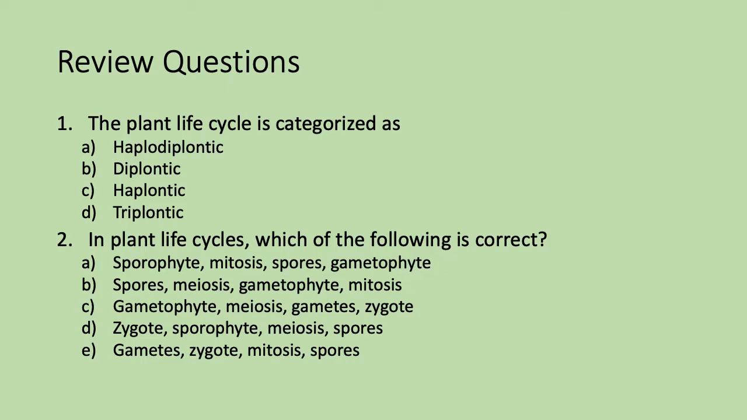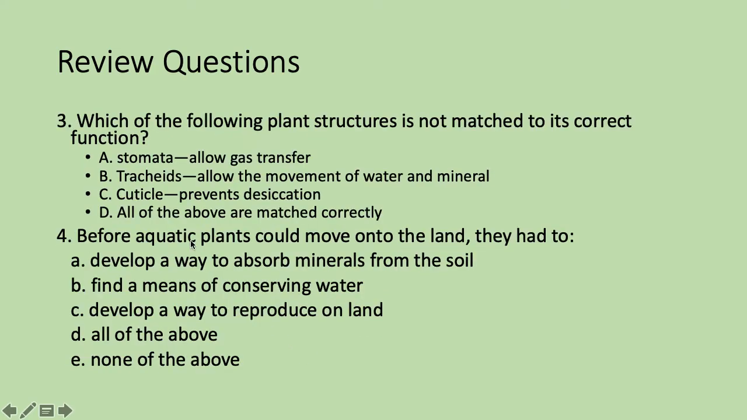Yes, it is D. It's not sporophyte to spores because this would have to be meiosis. Spores to meiosis to gametophytes, no, that would be mitosis. Gametophyte to meiosis, nope, it's already haploid, so we would just do mitosis here. Zygote, that's diploid, to sporophyte, that's diploid. Diploid becomes spores, which are haploid, through meiosis, so it's D. And then this one, egg to zygote to mitosis, and then to spores, you'd need meiosis in here. So, all right, number 3.